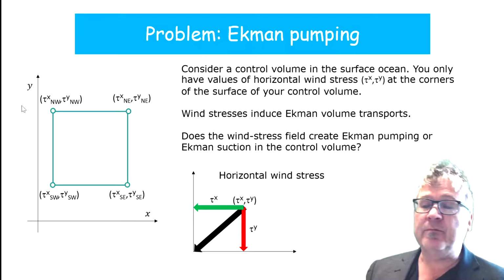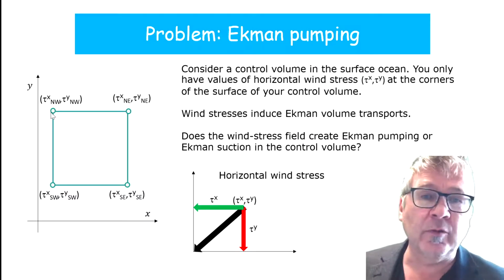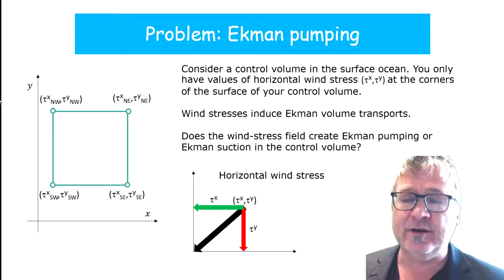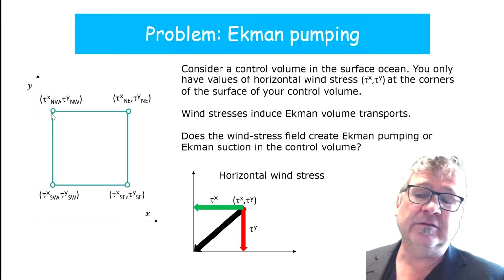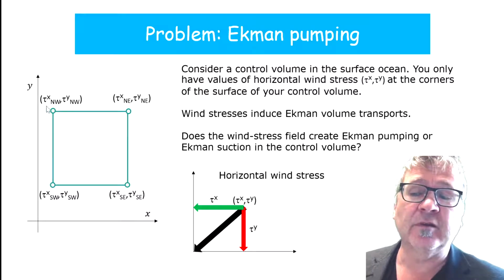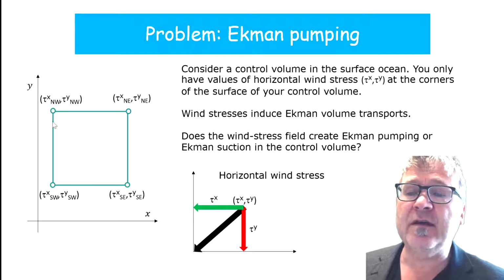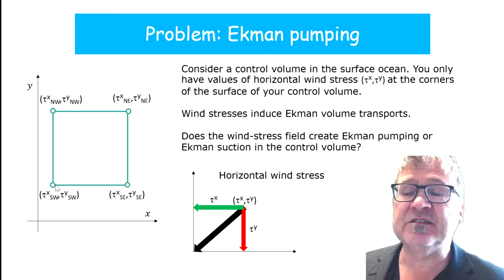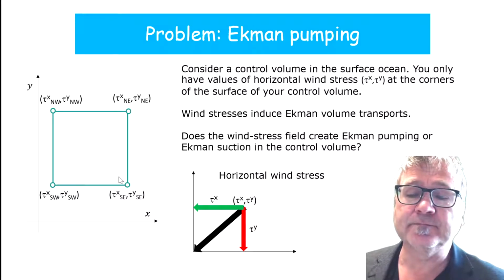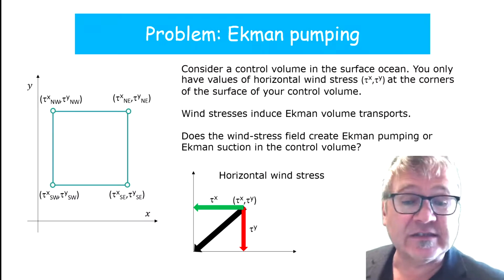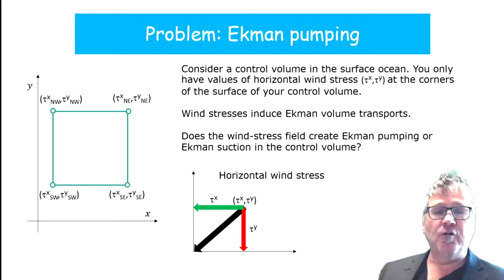Okay, so we have the information on wind stresses, long-term average wind stresses at the corners here. For example, the top left corner is called northwest. So you have two components here, and then you have the northeastern corner up here. You have southwest and southeastern corner. So you learned before that wind stresses induce Ekman volume transport.